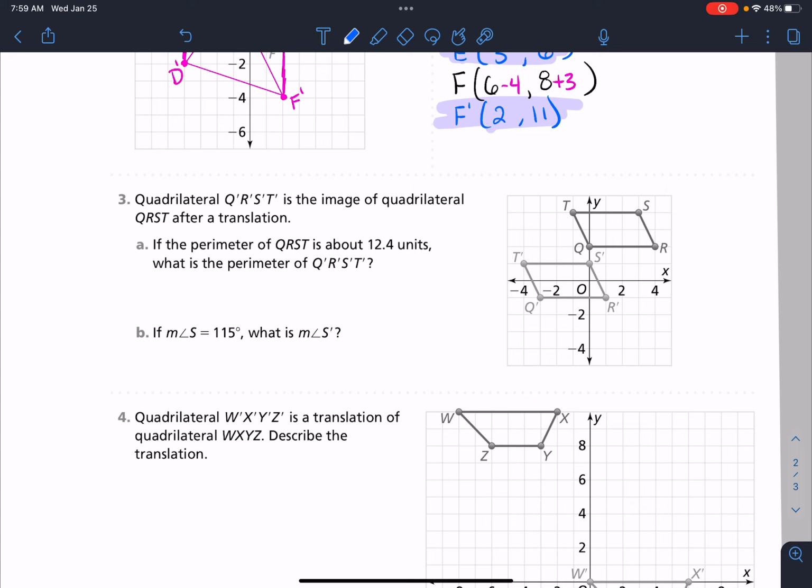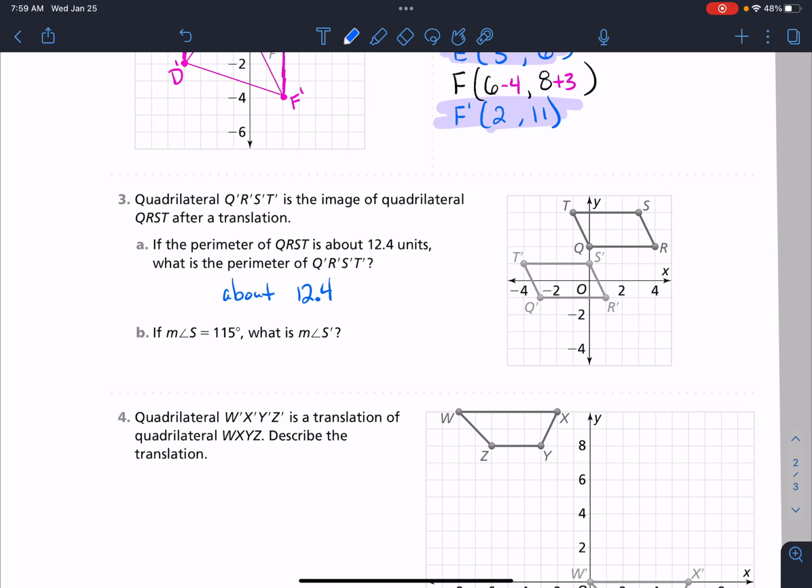Okay, think of your cell phone, for instance. If you had your cell phone, if you pick it up and move it somewhere else, it didn't change the perimeter of your phone. Your phone didn't magically get bigger or magically get smaller. It stayed the same size. Okay, if you picked up your phone and moved it a little ways over to the other side of the table, it did not change its perimeter. Okay, so the perimeter would be about 12.4 because it is not going to change.